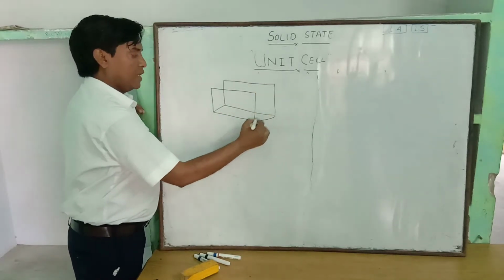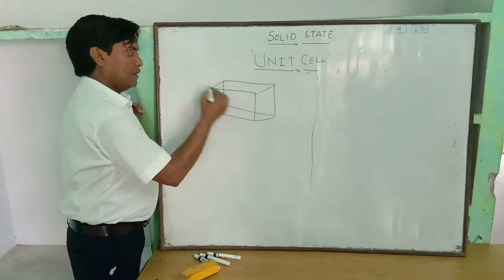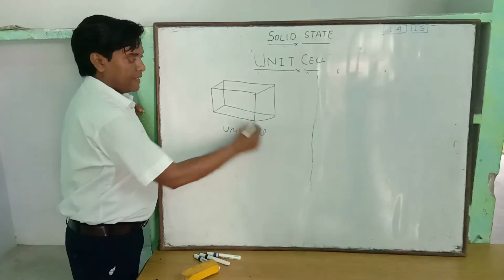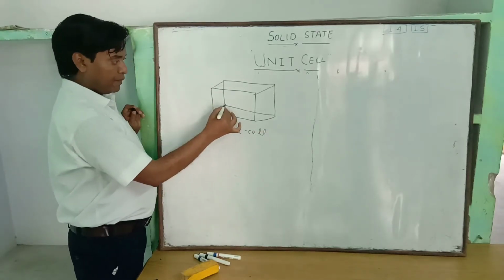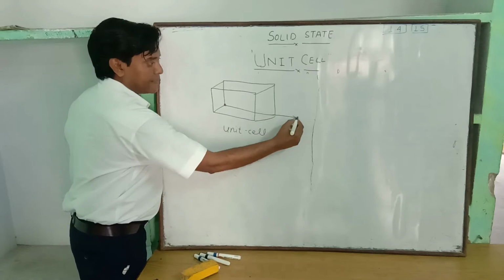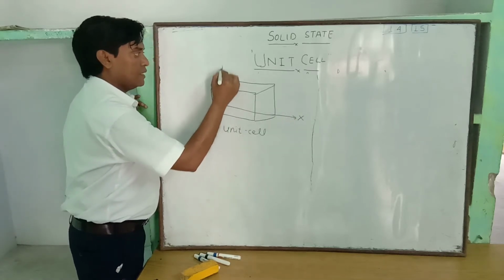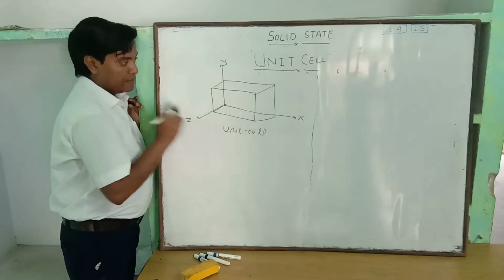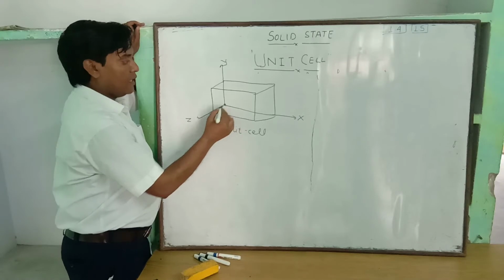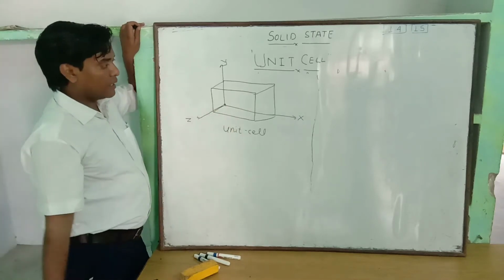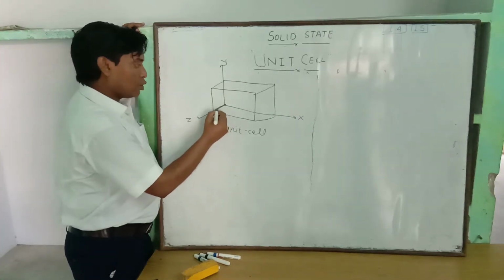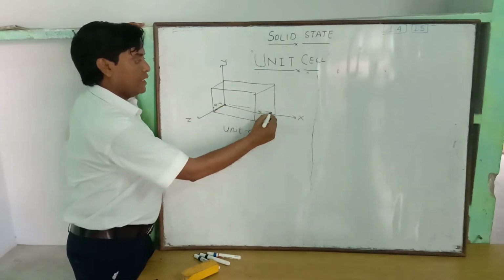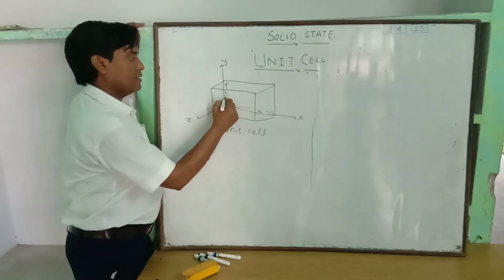See, this here is one unit cell. Now, beta, this is the x axis, this is the y axis, and this is the z axis. So we can say that this unit cell has a 3D structure. Clear? Now the length of this edge is A, the length of this edge is B, and the length of this edge is C.